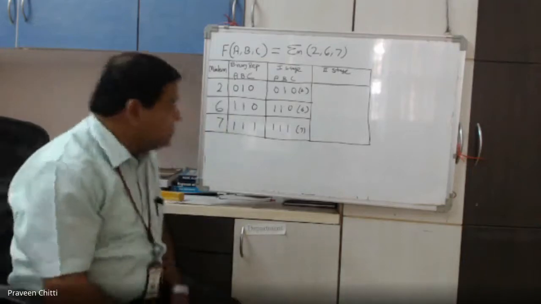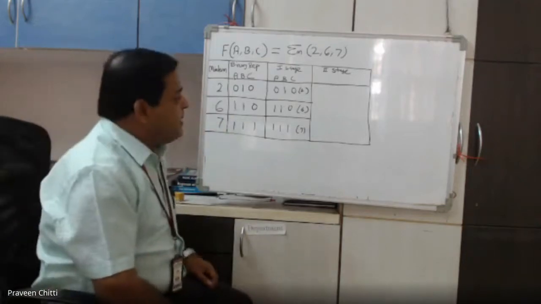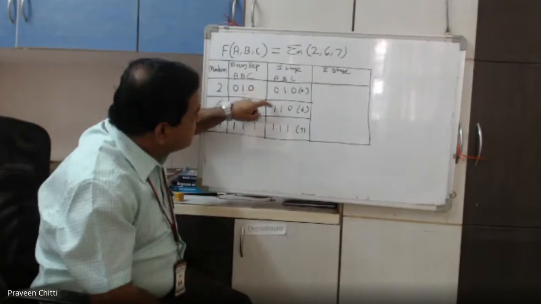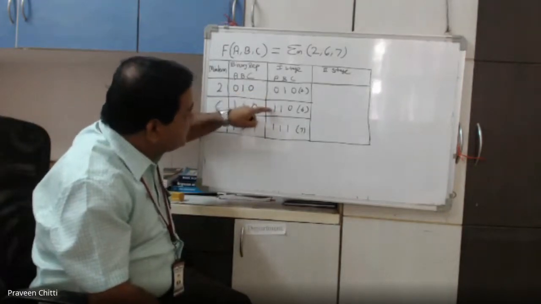Now how to do that grouping or comparison? You should start comparing this with this. 0, 1. Whether it is the same or different?